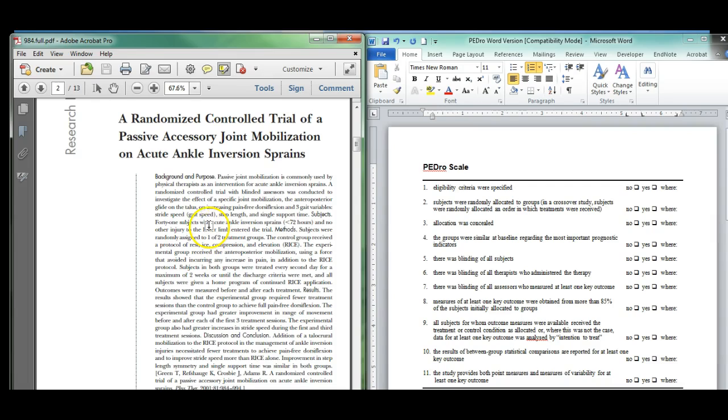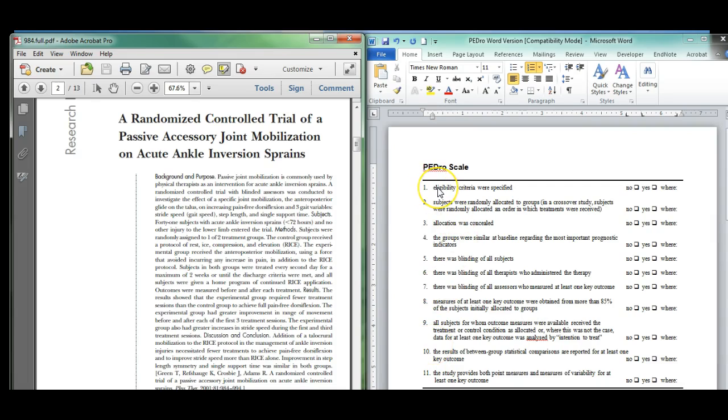So what I have up here is the green article, which is the randomized control trial of passive accessory joint mobilizations on acute ankle inversion sprains. I wanted to just appraise this article because I actually haven't appraised it before. What you're going to do is have your Pedro scale side by side with the research article that you are critically appraising, and you're literally going to go down the list from 1 to 11 in order, although you'll find that as you start looking for certain criteria, they go out of order.